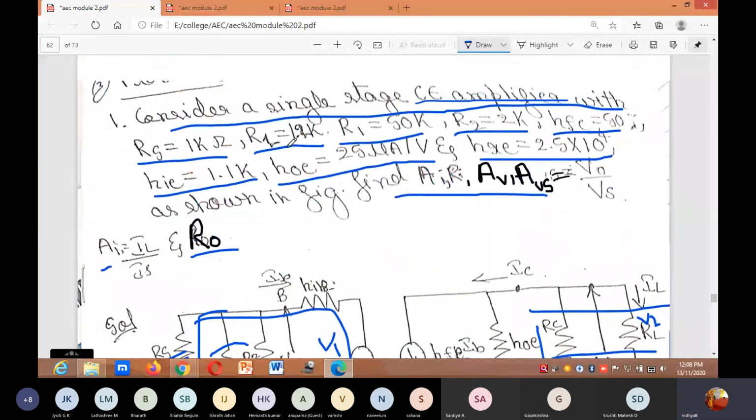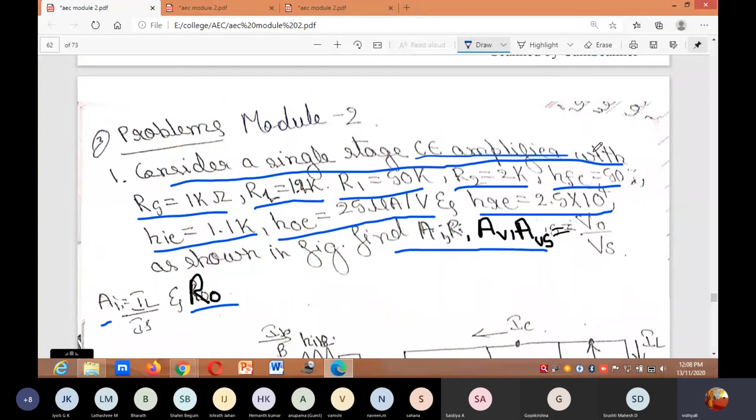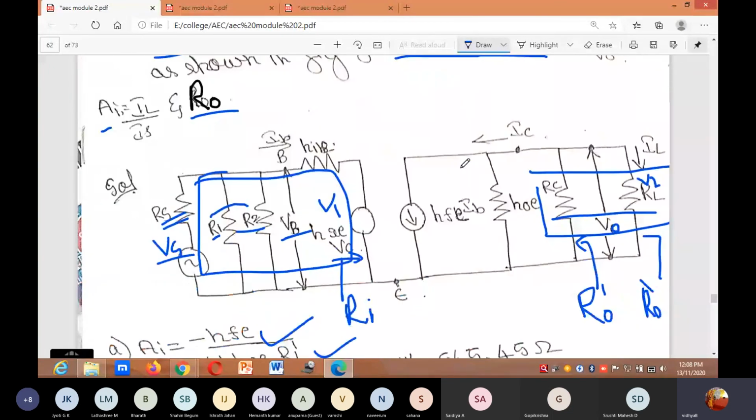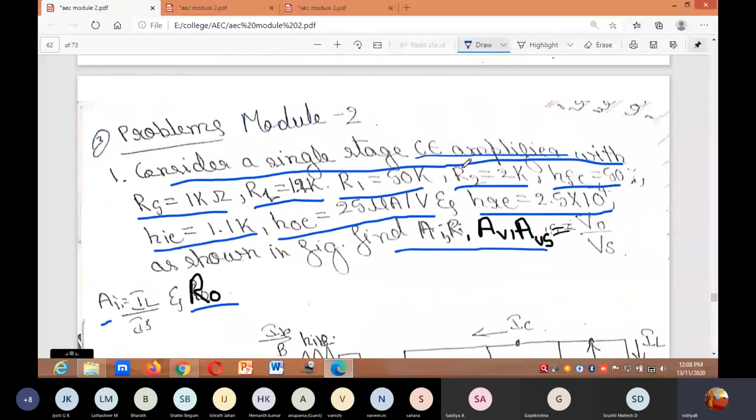This is the problem for the CE amplifier. Stepwise you need to solve. In the next class, I will explain about the CB amplifier and I will solve one problem. You need to make notes. Neatly you need to make notes and you need to understand properly.